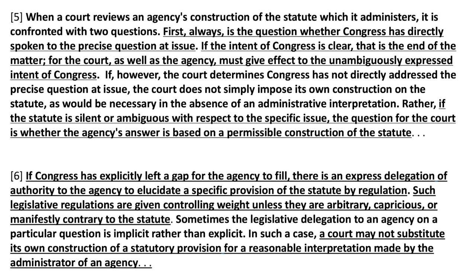But then it goes on to say, paragraph 6, if Congress has explicitly left a gap for the agency to fill, there's an express delegation of authority to the agency to elucidate a specific provision of the statute by regulation. Such legislative regulations are given controlling weight unless they are arbitrary, capricious, or manifestly contrary to the statute. And then concluding at the bottom, the court may not substitute its own construction of a statutory provision for a reasonable interpretation made by the administrator of an agency.